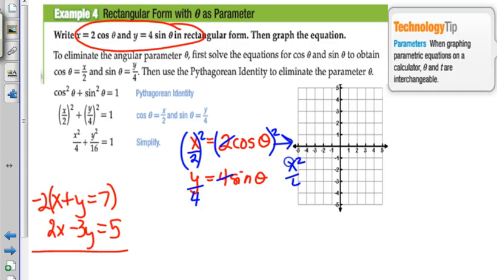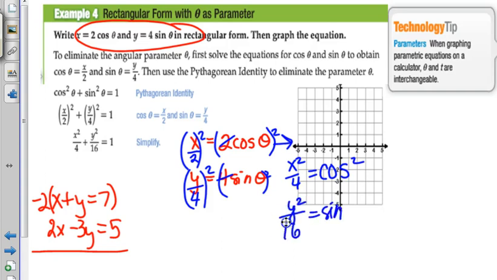X squared over 4 equals cosine squared. You good? When I square both sides of this one, what happens? Y squared over 16 equals sine squared. Now, why was that a good plan? Remember I said something about adding them together? What happens if I add these together?